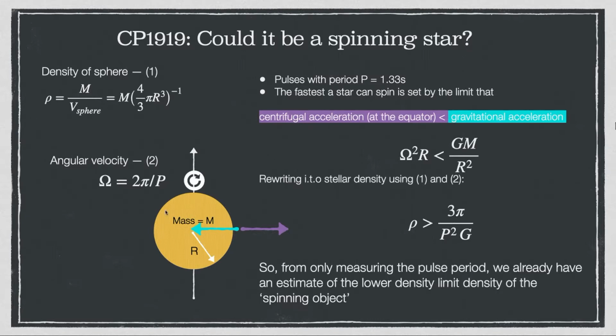So if we just say, okay, this is a spherical star and I'm going to give it some density rho, then that rho is just the mass over the volume of the sphere, and keeping things simple, that's m over 4 over 3 pi r cubed, right? So you rearrange this so that you've got mass on one side and rho on the other, plug that back into the mass here, and cancel out terms that can cancel out. Then you very quickly come to this expression: the minimum density of this object, if it's spinning at 1.33 seconds, is larger than 3 pi over the period squared and the gravitational constant. So just from having the pulse period, you can back-of-the-envelope say what the minimum density of the spinning object is.